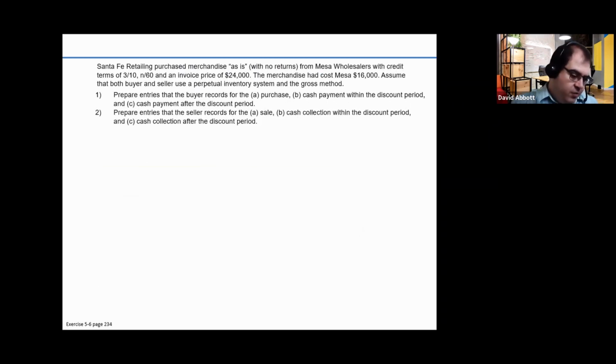And this one we're going to end up doing both sides of. So Santa Fe Retailing purchased merchandise as is, so with no return. They're not able to return the merchandise from Misa Wholesalers, with credit terms of 3/10 net 30. So 3% discount if it's paid within 10 days, but they have 60 days to pay. And the invoice total is $24,000. The merchandise had cost Misa $16,000, assuming that both the buyer and seller use the perpetual system and the gross method.